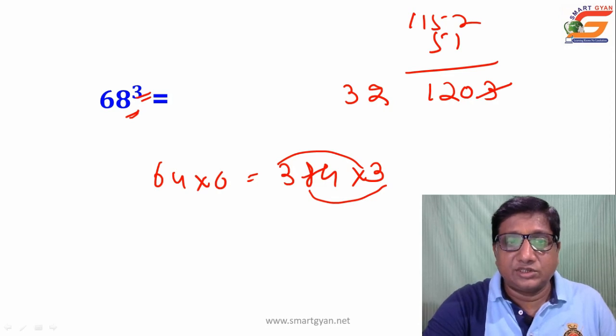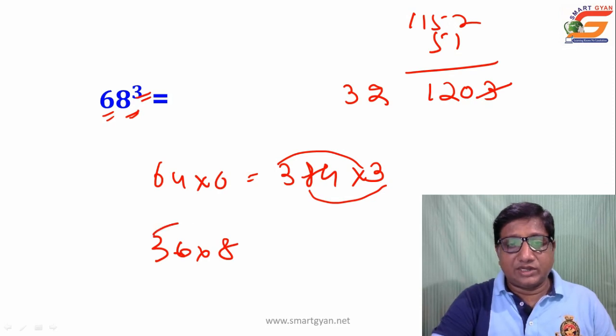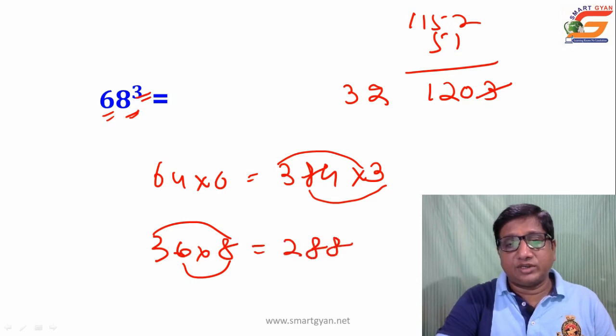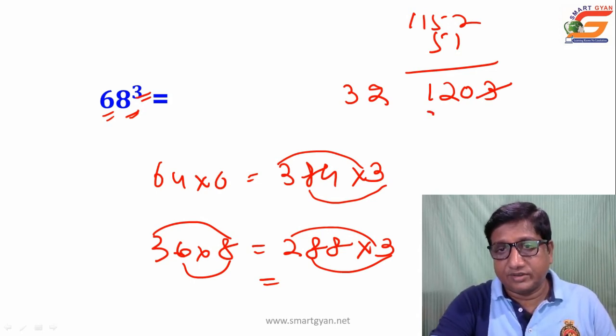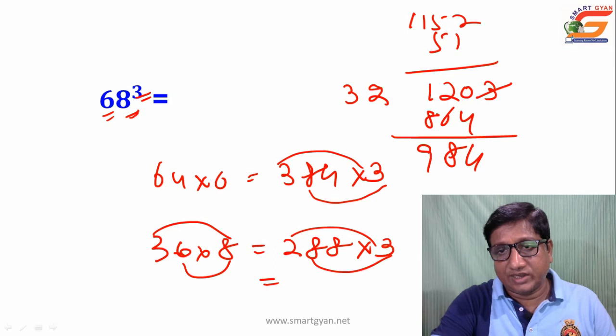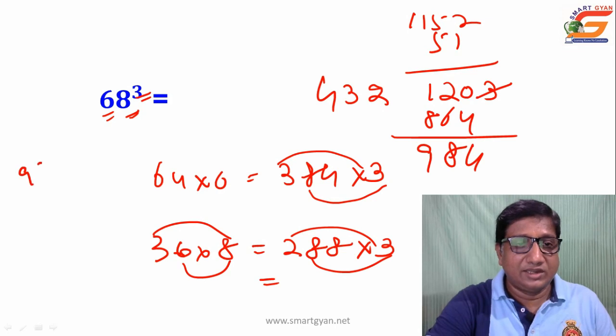Next is 6 square, 36 into 8, that is 30 into 8, 240, 6 into 8, 48, 240 plus 48 is 288, 288 once again into 3 will be 200 into 3, 600, 80 into 3, 240, 8 into 3, 24, 600 plus 240, 840 plus 24, 864, 864 plus 120 will be 984. So we will write 4 and carry 98.